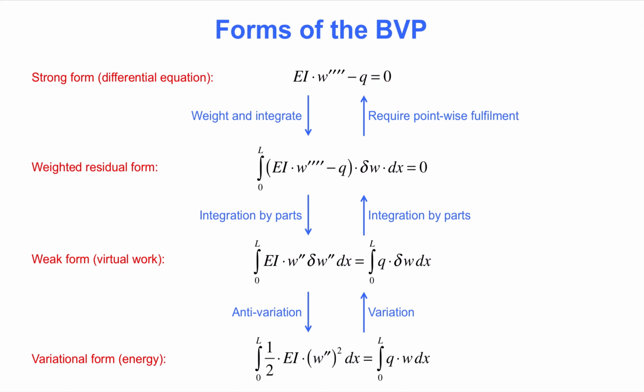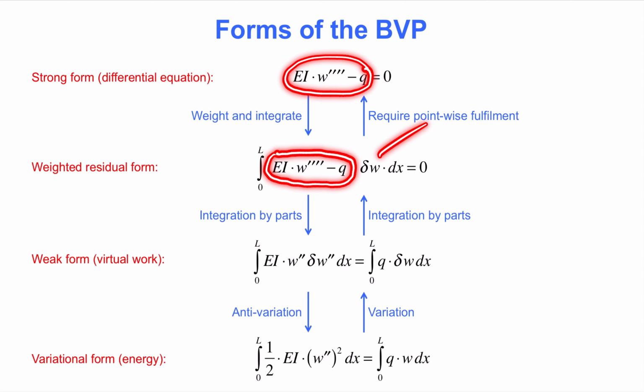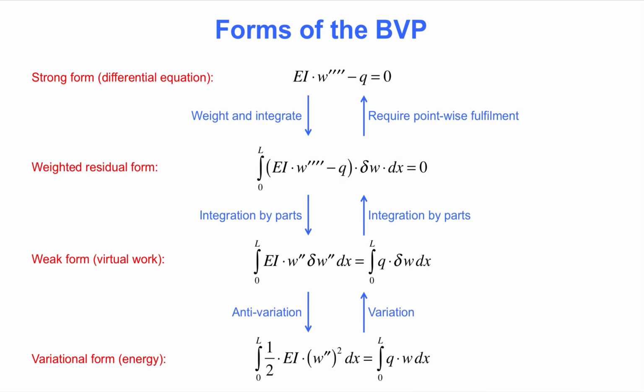In a course on the finite element method or energy methods, you will learn more about the various forms of the boundary value problem. As a preview, you see here that we multiply the differential equation with a function, here called a weight function, followed by integration of that equation over the entire length of the beam. The result is the so-called weighted residual form of the boundary value problem.